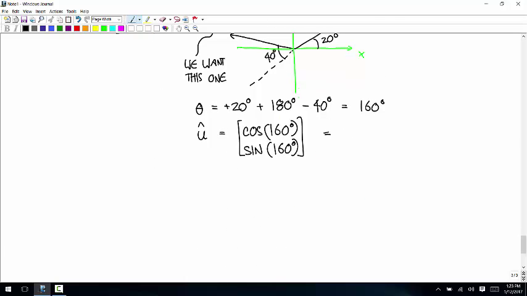And that is negative 0.940, positive 0.342.